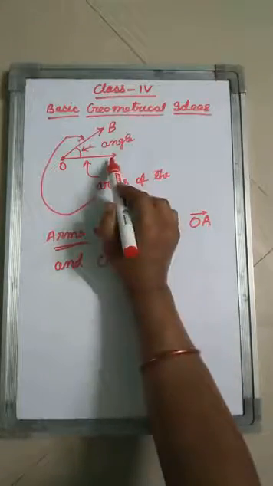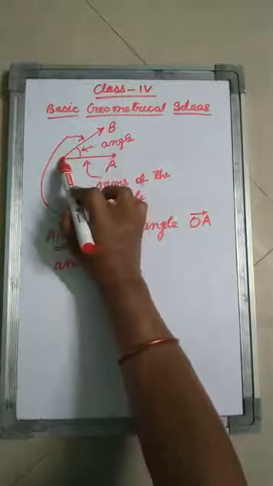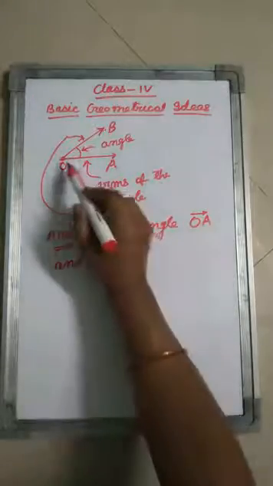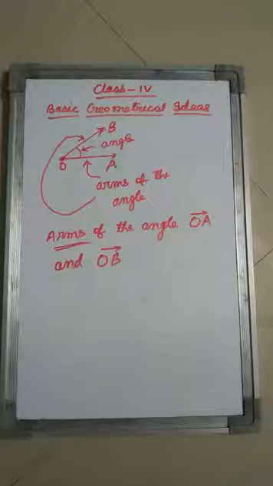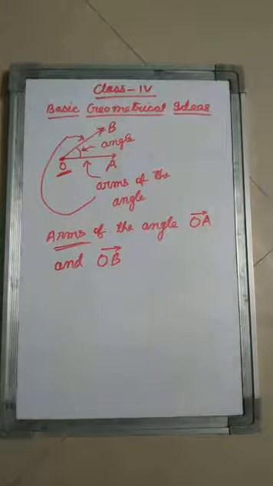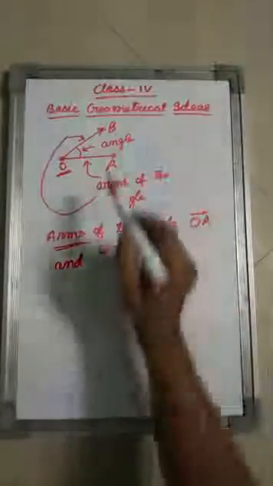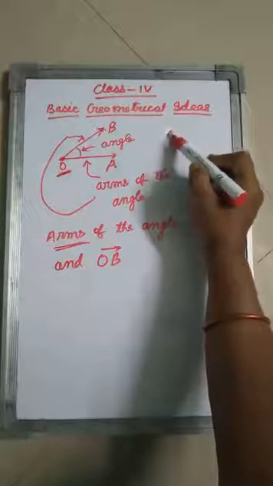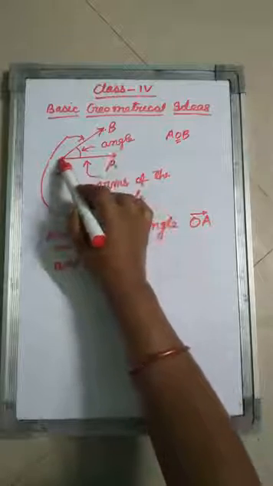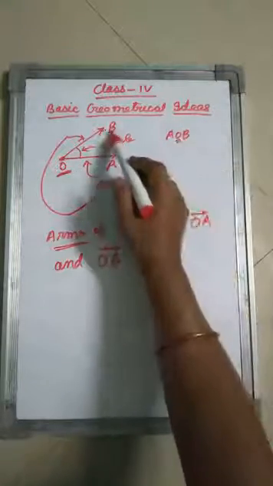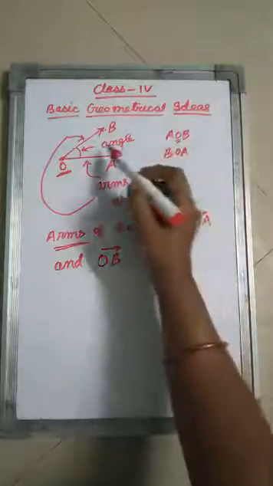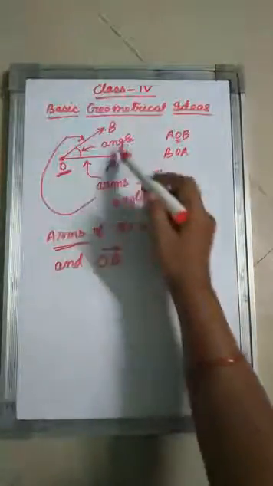So, how to name the angle? Starting from this point, A, O, B or B, O, A. We have to name the angle like that. The point at which the two rays meet, this designation will come in the middle of the name. That means if you say the angle AOB, this vertex where the two rays meet is known as the vertex. It will come in the middle. If I say BOA, then BOA also refers to this angle.